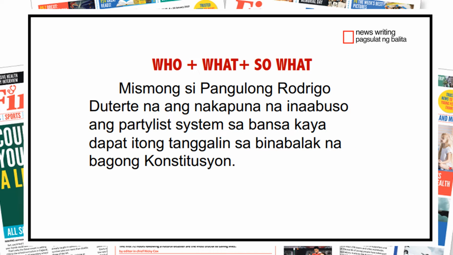In Filipino, mismong si Pangulong Rodrigo Duterte na ang nakapuna na inaabuso ang party list system sa bansa kaya dapat itong tanggalin sa binabalak na bagong konstitusyon. Sino? Pangulong Rodrigo Duterte. Ano? Na nakapuna siya tungkol sa party list system. So what? Kaya sinasabi niya na dapat tanggalin sa bagong konstitusyon ang party list system. Diyan naman hindi pa sinasaad kung saan at kailan. Who, what, so what muna.